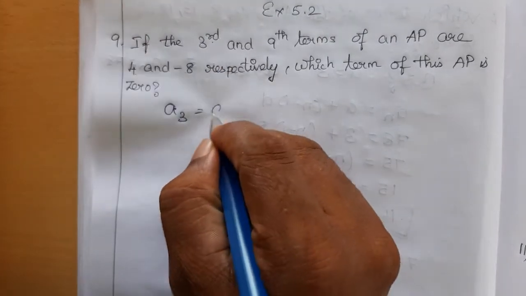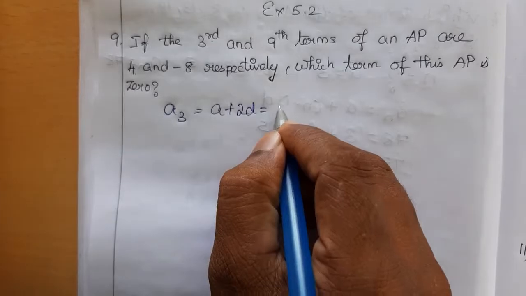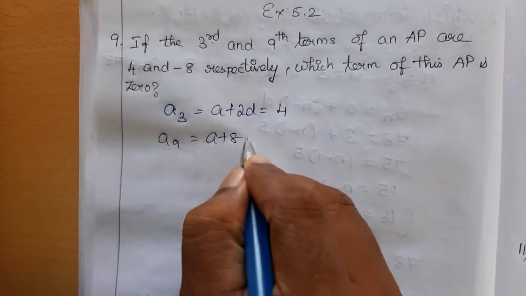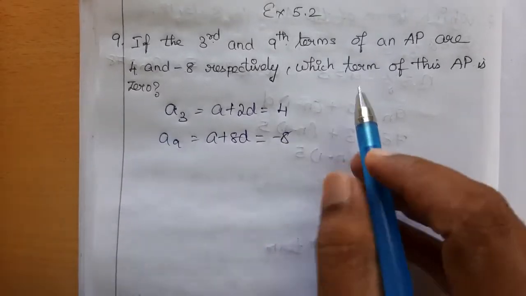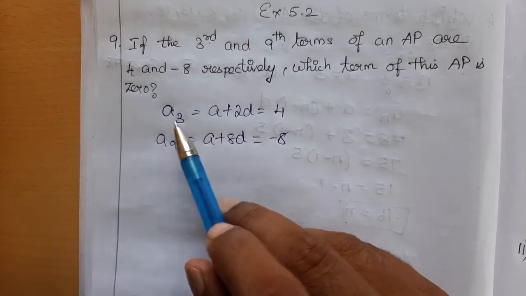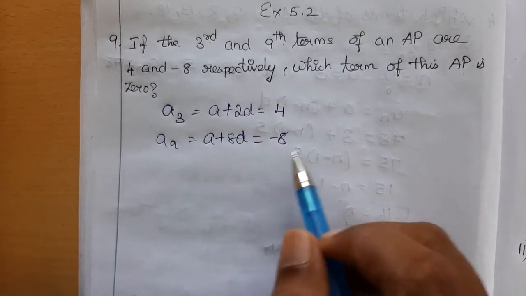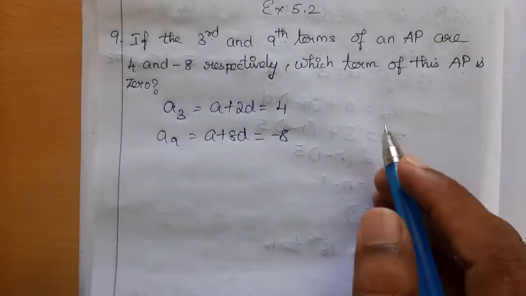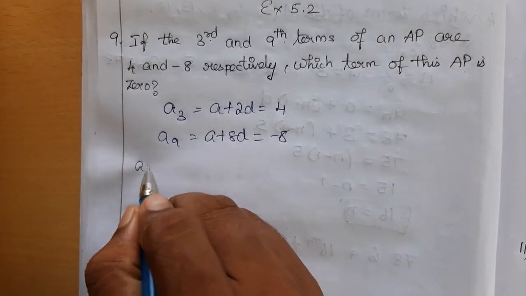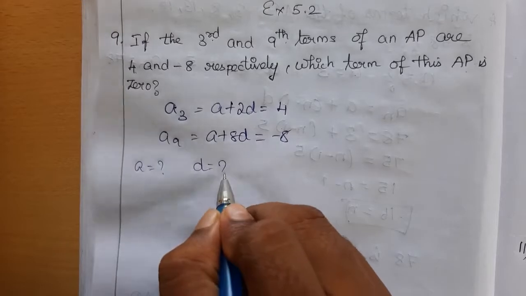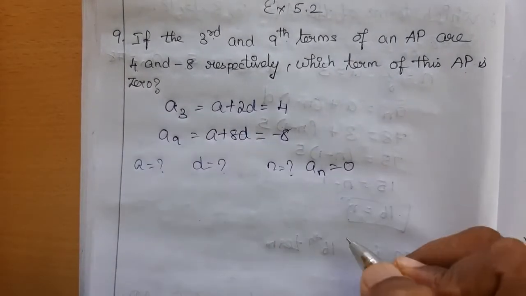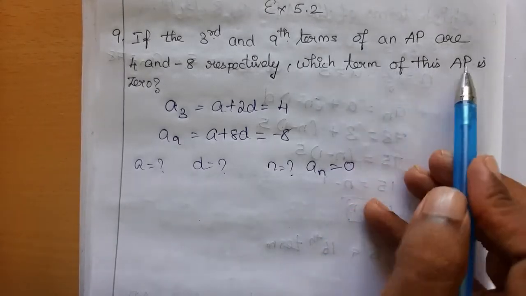A3, generally we can write as a plus 2d is equal to 4. And the ninth term, A9, we will write as a plus 8d is equal to minus 8. And we have to find which term of this AP is 0. So to find which term of the AP is 0, we need to know what is the a and what is the d, and then only we can find what is the n when an is equal to 0. That's the ask.